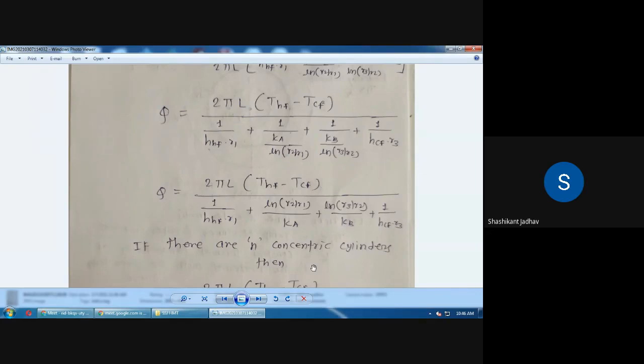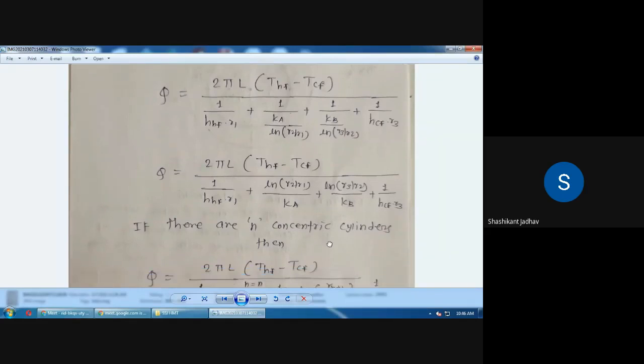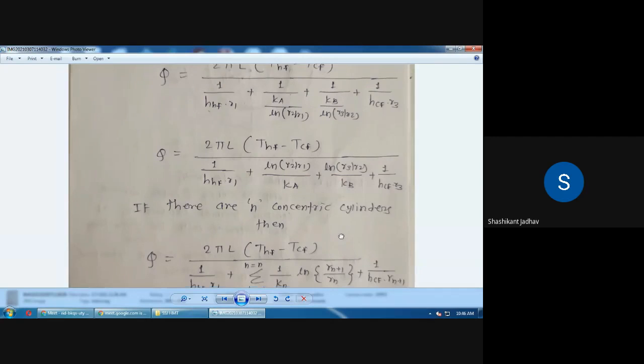But if there are n concentric cylinders in between those 2 layers, then what will happen? What is that equation? So if there are n concentric cylinders, then what is that equation? So write down this equation.